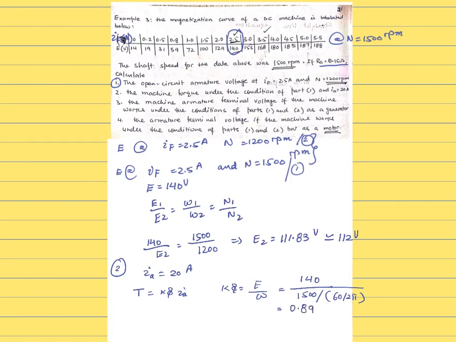0.89. So then your T is going to be K phi times IA, 0.89 multiplied by 20. And that gives you 17.8, and the units are Newton meters. So that's part 2 of the question. Now we're going to lead to part 3 of the question.